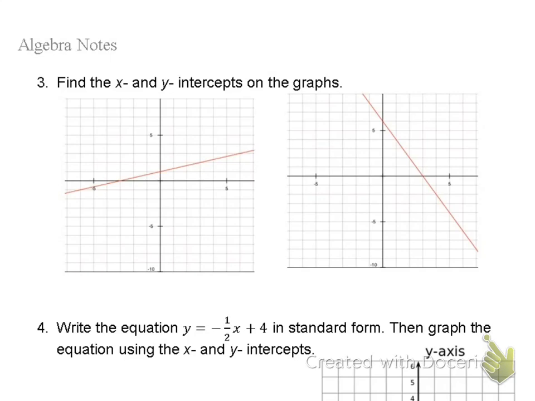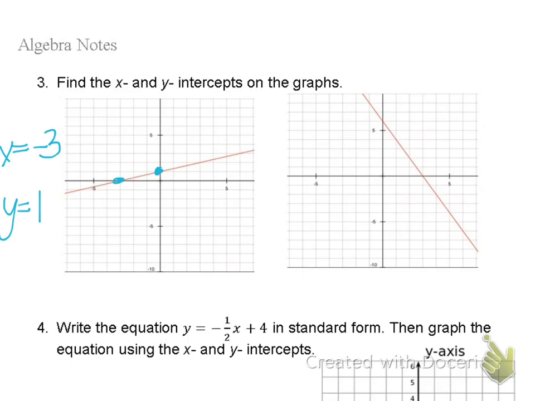So to find the x-intercept, we're going to look at the x-axis going left and right and find where it crosses, which is right here. And for the y, we look up and down to find where it crosses, which is right there. So the x-intercept is x equals negative 1, 2, 3. And the y-intercept is y equals positive 1.